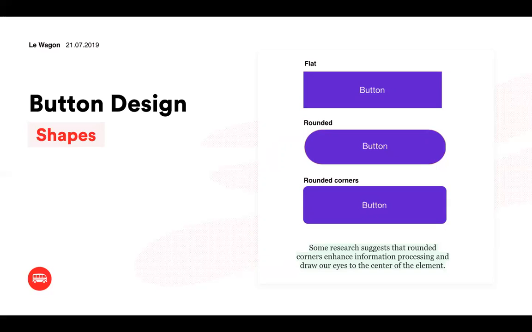It will depend. It would depend on what is the feel you want to bring to your app. Flat, for instance, is very much a minimalist design. The rounded will bring even more attention to your buttons, and it will create even more feeling of identity. And the rounded corners is, according to some research, what enhances information processing, because it draws our eyes directly to the center of the element, which is where we're going to find the button label.